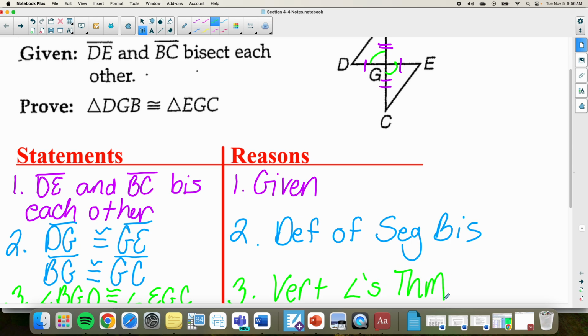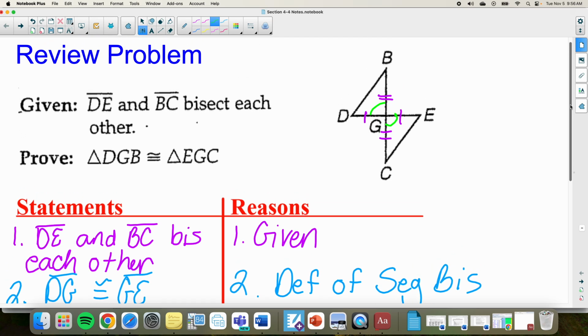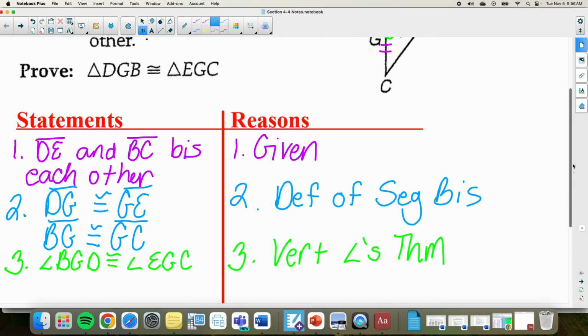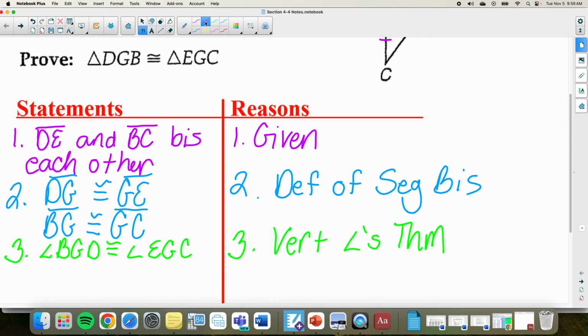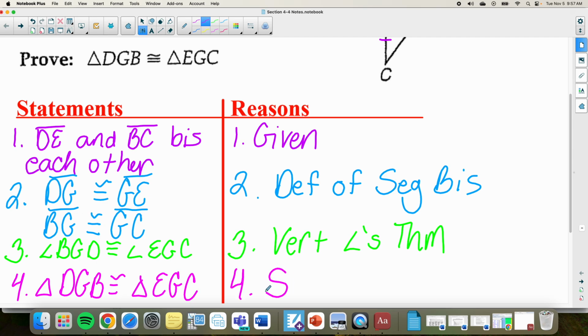Okay, now, do I have enough here to show those two triangles are congruent? I do, and by which one? Side angle side. So what I would do there then is say triangle DGB is congruent to triangle EGC, and that is by side angle side.